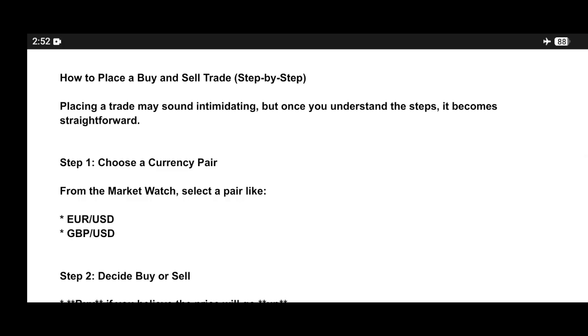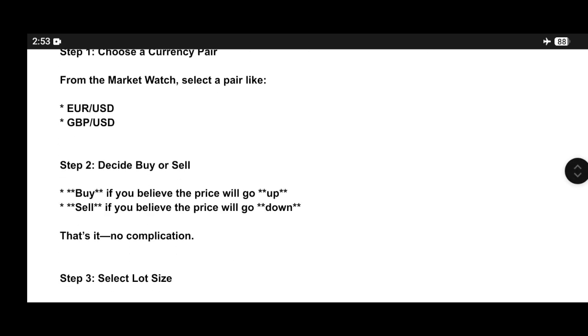Then, how to place a buy or sell trade step by step. Placing a trade may sound intimidating, but once you understand the steps, it becomes straightforward. Step 1 is choose a currency pair. From the market watch, select a pair like EUR/USD or GBP/USD. Step 2, decide buy or sell. Buy if you believe the price will go up, and sell if you believe the price will go down. That is it, no complication.